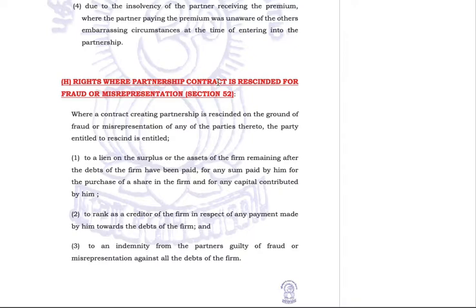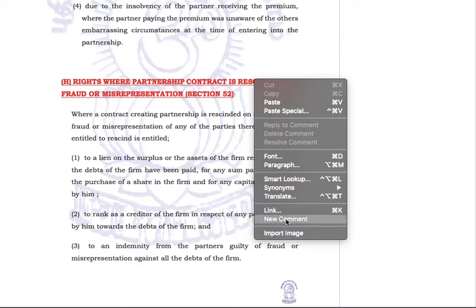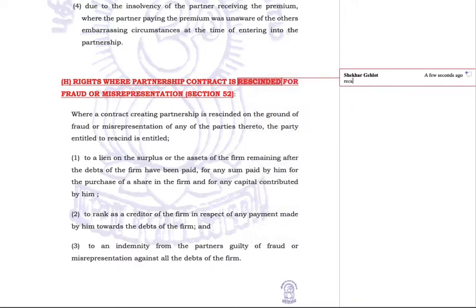Rights where the partnership contract is rescinded for fraud or misrepresentation. Where the partnership contract is rescinded, meaning withdrawn or taken back or recalled, due to fraud or misrepresentation, when someone has committed a fraud or misrepresentation, in such cases what will happen? Where a contract creating partnership is rescinded on the ground of fraud or misrepresentation of any of the parties thereto, the party entitled to rescind is entitled.